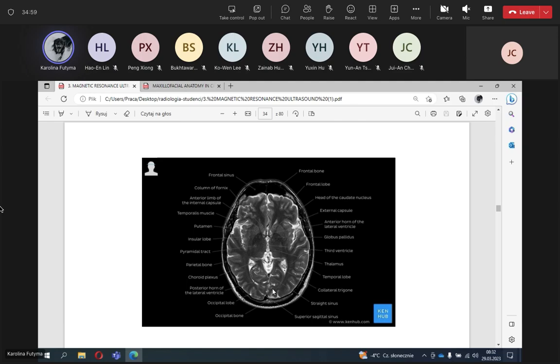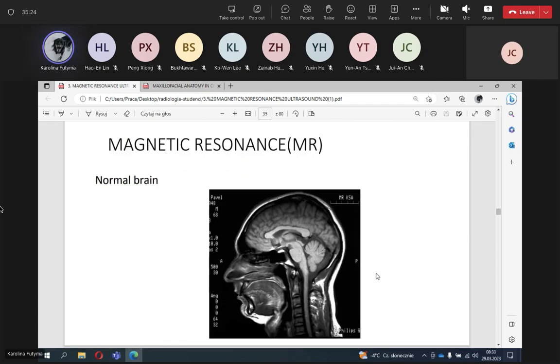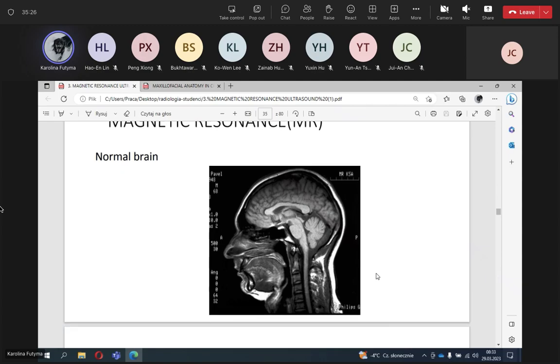So this is quite difficult for us as dentists to obtain or to describe our brains. And I hope that you will not be forced to do it in your practice. Okay, this is the look of the normal brain. We have to believe in this.